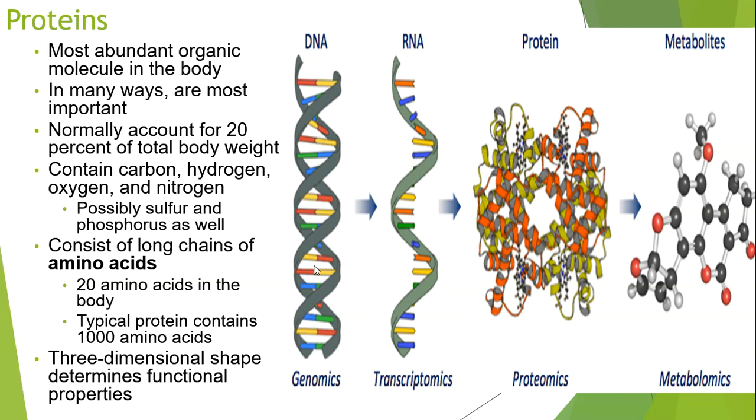Proteins are the most abundant molecule in the human body and are very, very important, accounting for about 20% of the total body weight. The monomer of the protein is the amino acid. There are about 20 amino acids in the body, and several of them, I believe the number is 7, I could be wrong on that, are the fundamental amino acids. If you move into biochemistry, you'll have to memorize all of those, so be prepared for that.